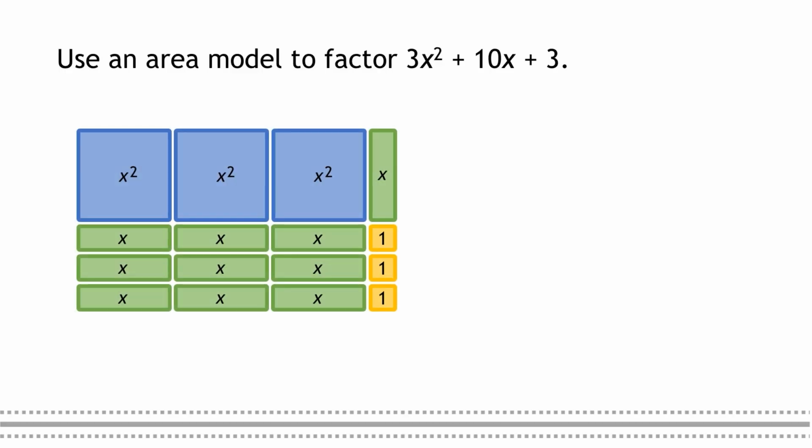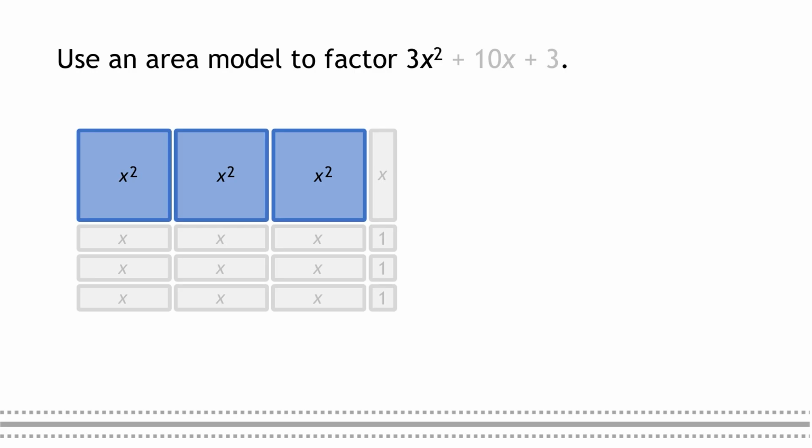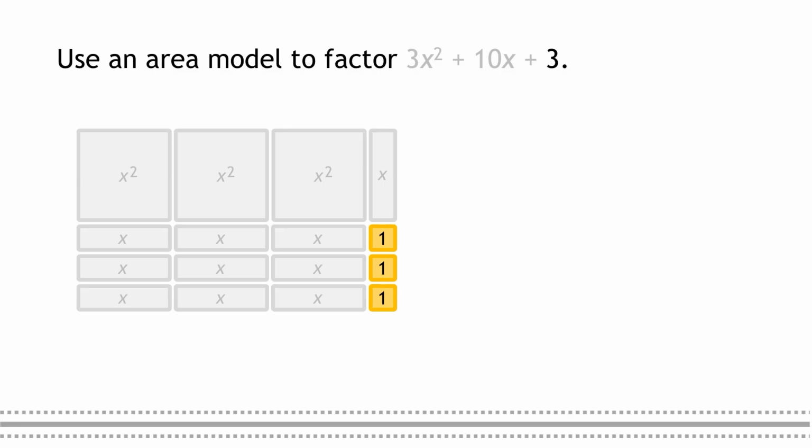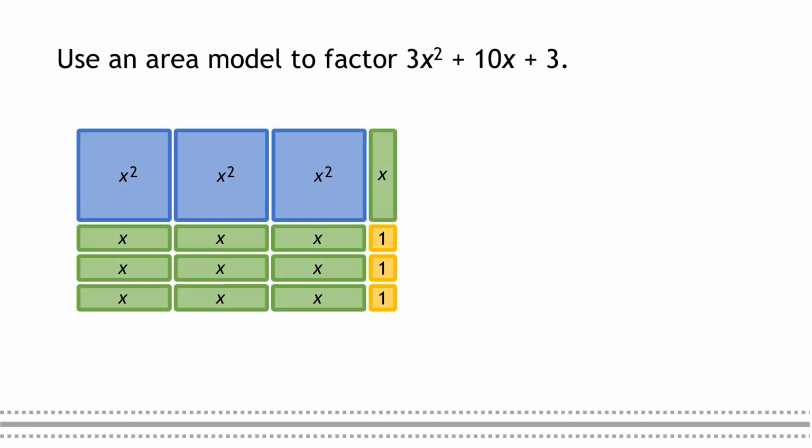Let's look at one last example. This area model represents 3x squared plus 10x plus 3. Let's find the factors. Do our tiles accurately represent our polynomial? We need 3 x squared tiles. That's good. We need 10 x tiles. Yep. 1 x tile on the side and 9 on the bottom is 10 total x tiles. And we need 3 unit tiles. We have that as well. So our rectangle models 3x squared plus 10x plus 3.